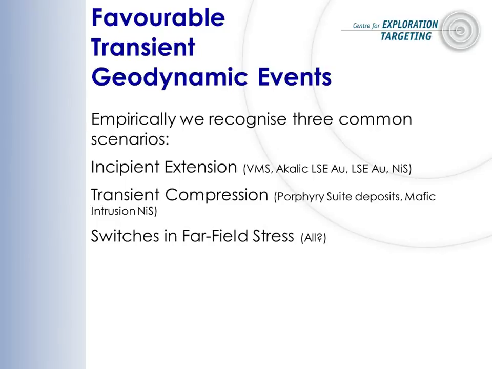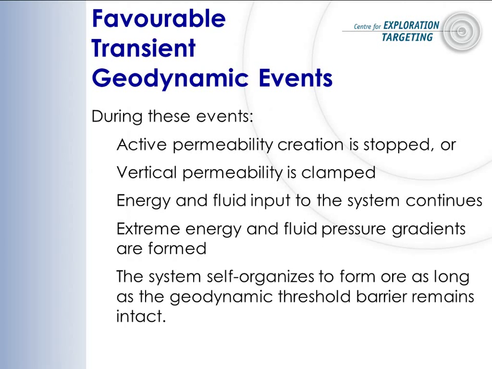Incipient extension, transient compression, and switches in far-field stresses are three generic situations where you get potentially high-quality ore formation, these transient geodynamic events. So what's common during these events? First of all, you've stopped creating active permeability in the crust. So you're not creating a lot of fractures that the fluids can just be diffusely put through the crust, right? Or you clamp the permeability if you're under transient compression.